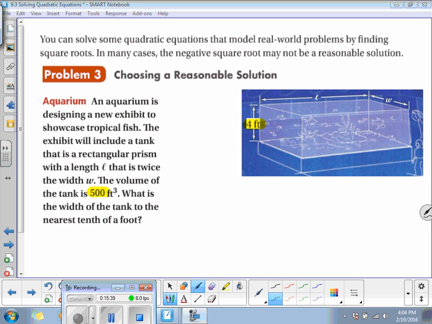All right, problem 3 is choosing a reasonable solution. You can solve some quadratic equations that model real-world problems by finding the square roots. In many cases, the negative square root may not be the reasonable solution. So here, an aquarium is designing a new exhibit to showcase tropical fish. The exhibit will include a tank that is a rectangular prism with a length L that is twice the width. The volume of the tank is 500 feet cubed. What is the width of the tank to the nearest tenth of a foot?